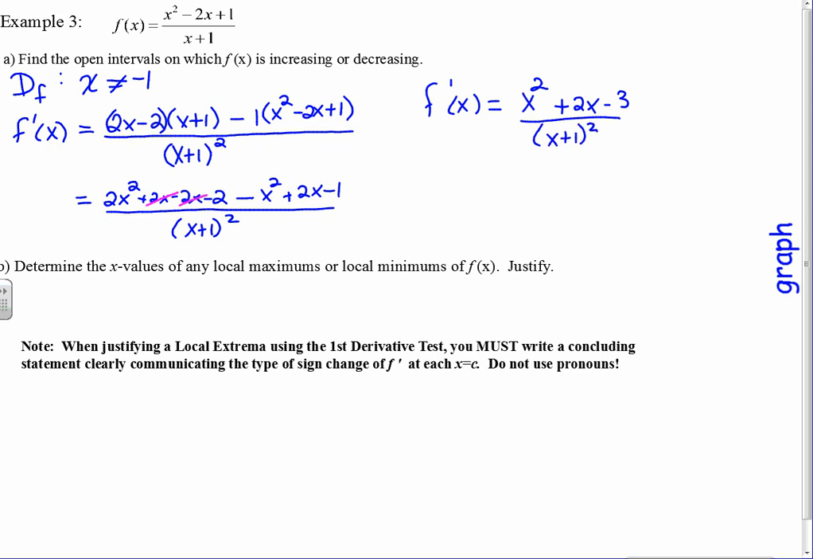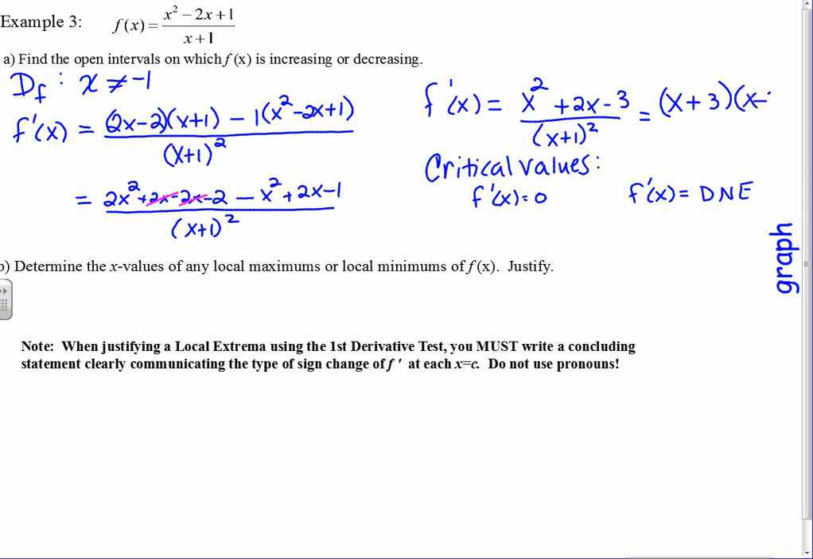If I want to find increasing, decreasing, it is essential that I get my critical values. And those critical values are going to come from setting the first derivative equal to 0 or the first derivative not existing. So where does the derivative not exist? Well, we've been through this a few times, haven't we? I think it'd be beneficial to have that factored up on top. So let's take this one more step. x plus 3 and an x minus 1 over the bottom squared. Make that look more like a 1.